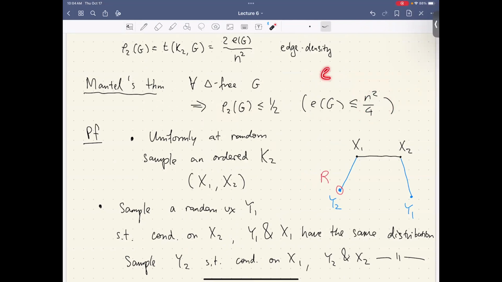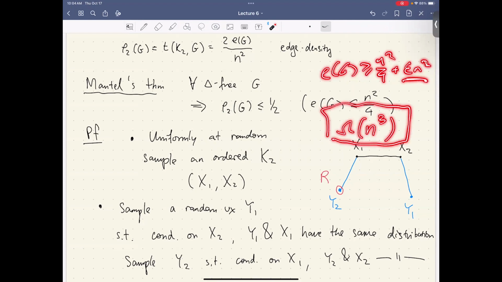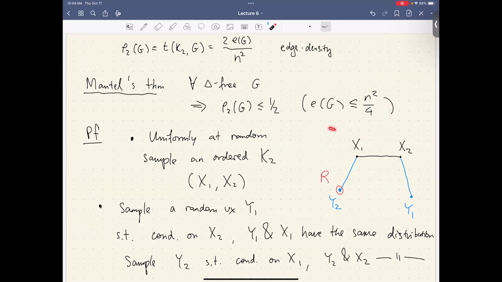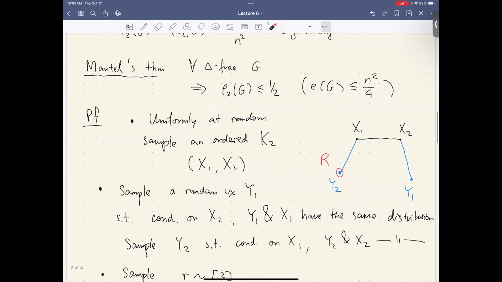Supersaturation is saying if E of G is more than n squared over 4 plus a positive proportion of edges, not only will we see one single triangle, we will see a positive fraction of triangles, which is of order of magnitude n cubed. Now we're going to give a bound on the constants in the front in supersaturation. This is the so-called Goodman's bound. Okay.